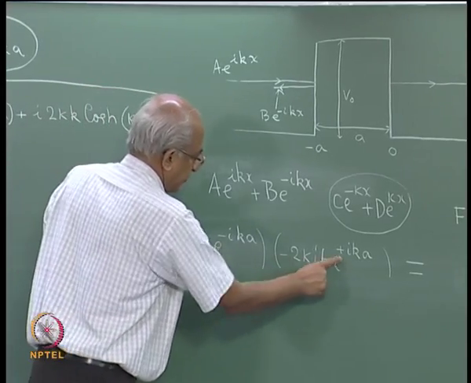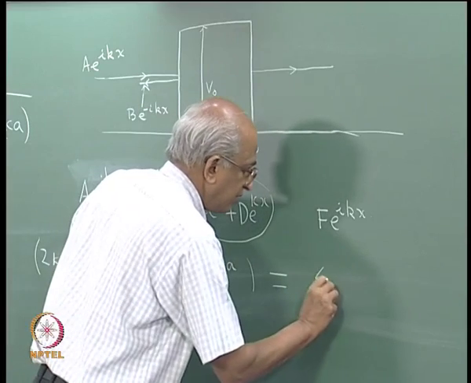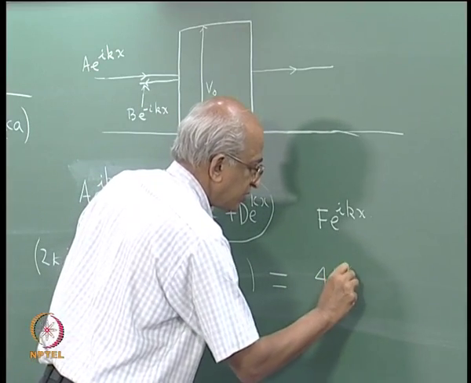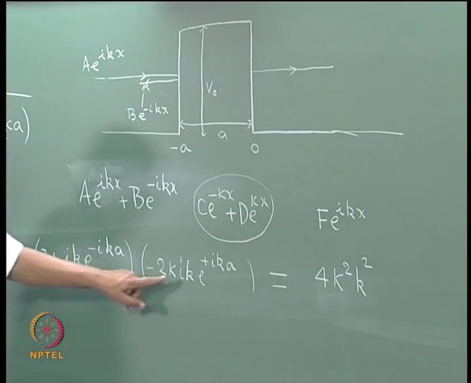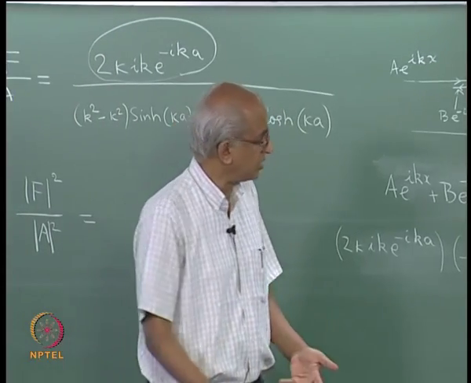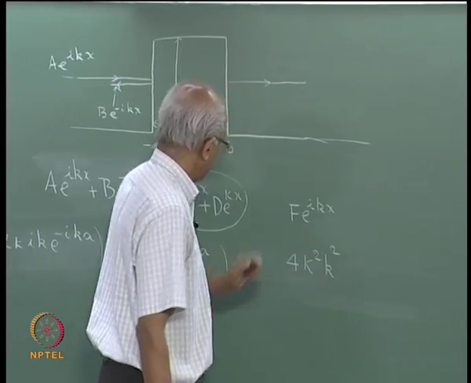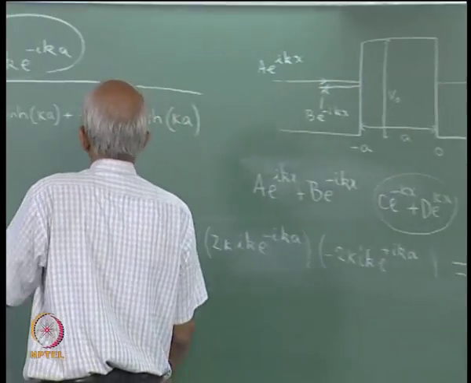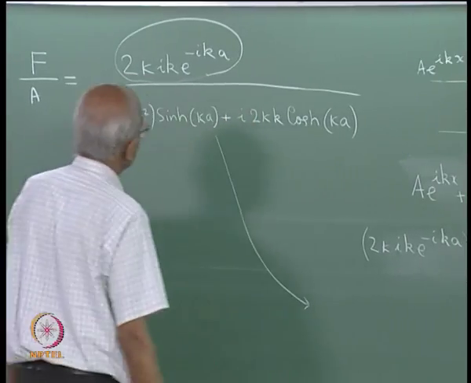This term and that term will cancel each other. You are going to get 4 kappa squared k squared, and this i and that minus i will give you minus i squared, but remember i squared is minus 1, so therefore the net answer is just 4 kappa squared k squared. In a similar fashion, I am going to calculate the magnitude square of this.